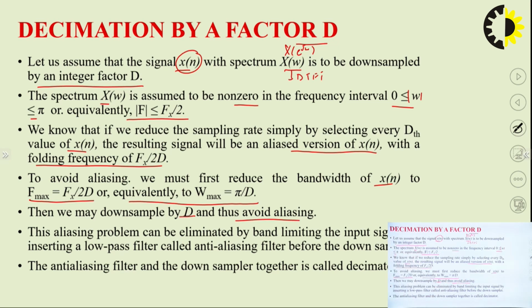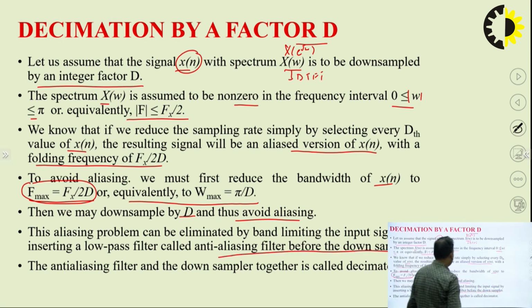So before doing the downsampling, we will reduce the bandwidth of x[n], which is actually X of omega, by a factor D, so that the maximum frequency Fmax will be equal to Fx by 2D. This is the folding frequency. So this aliasing problem can be eliminated by band limiting the input signal by inserting a low pass filter, called an anti-aliasing filter, before the downsampler.